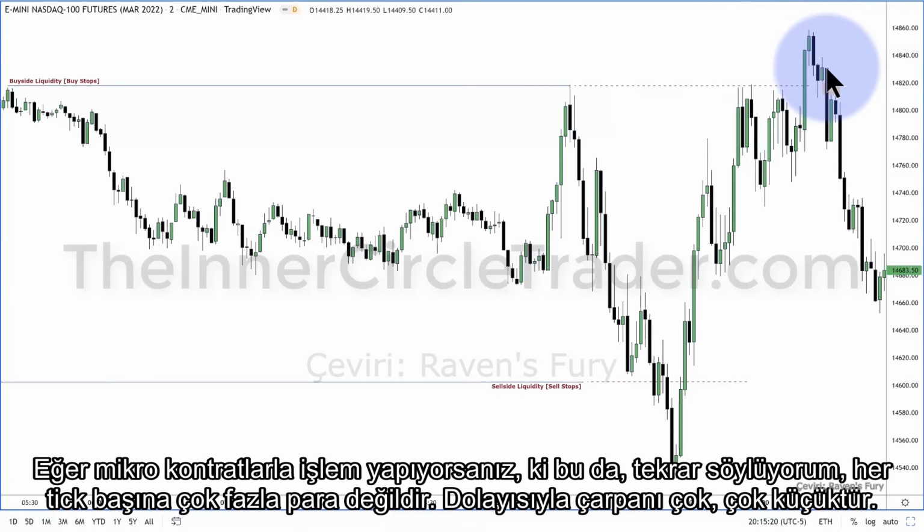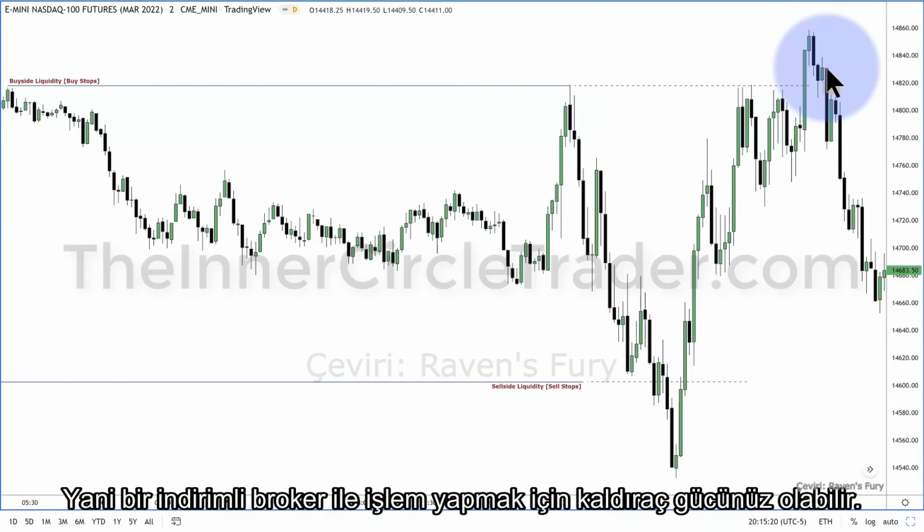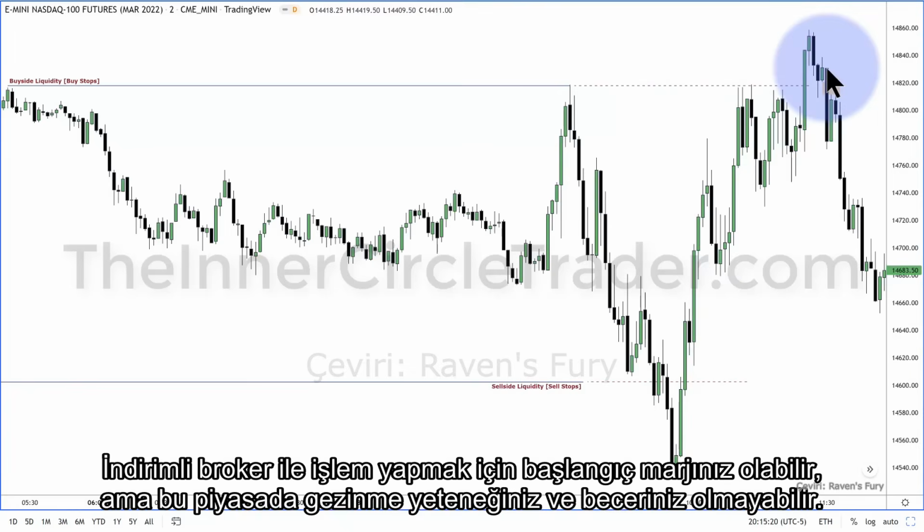If you're trading the micro, again, it's not a lot of money per tick, so the multiplier for that is very, very small. If you trade the larger full futures contract, and it moves 100 points, and they can do it real quick, it can burn you pretty bad. So you may have the leverage to trade with a discount broker. You may have the initial margin to trade with a discount broker, but you may not have the wherewithal and the skill set to navigate this market.